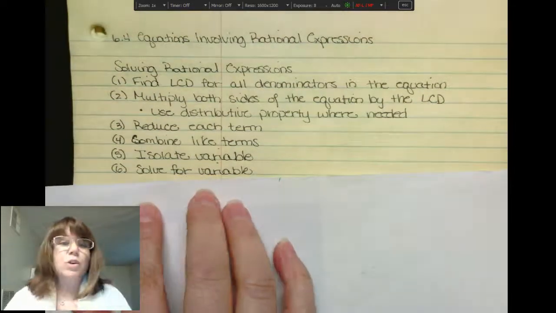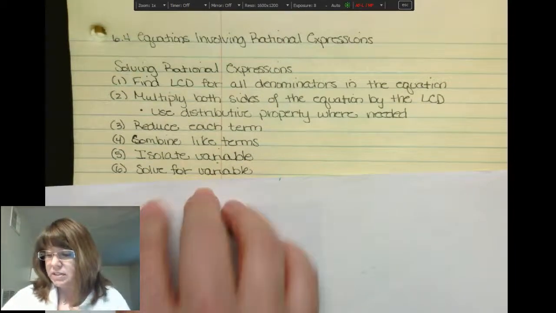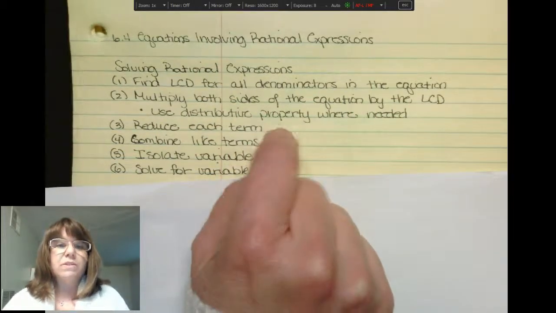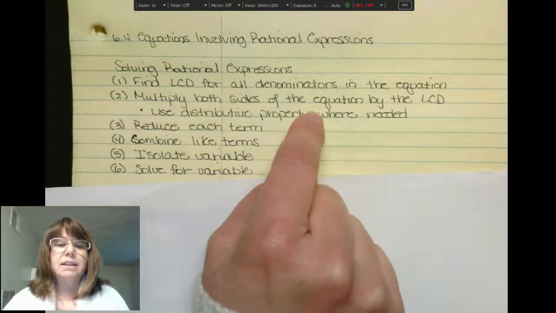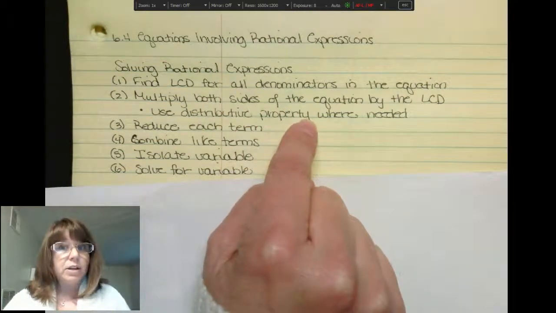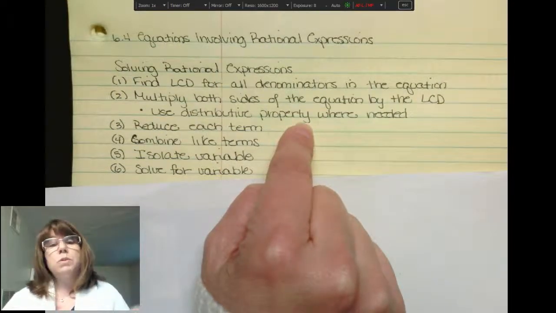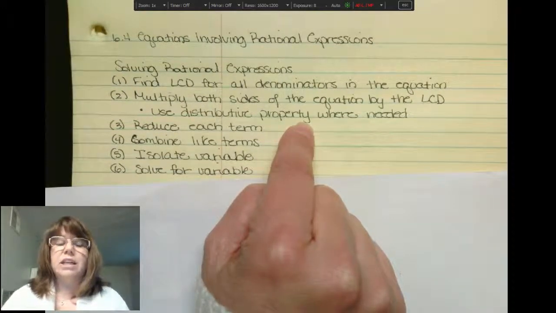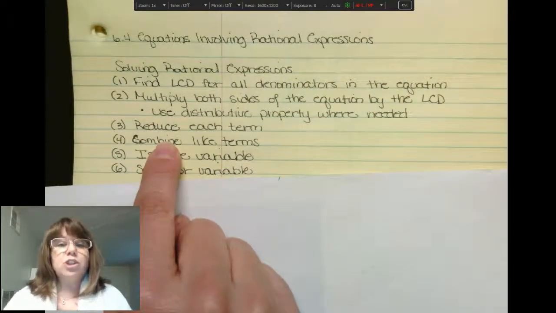There are 6 total steps for solving rational expressions. One is we need to find the LCD for all the denominators in the equation. Once we find the LCD, we're going to multiply both sides of the equation by the LCD. If necessary, we're going to use the distributive property to distribute the LCD to each of the terms on each side of the equation. Third, we're going to reduce each term.